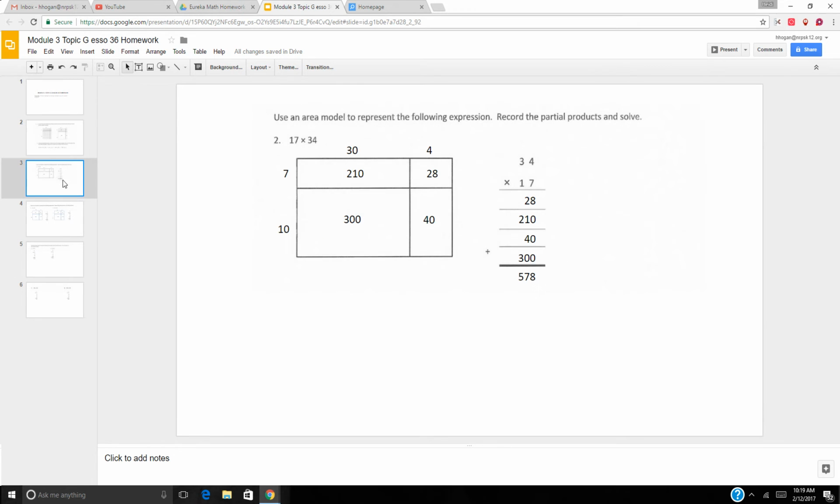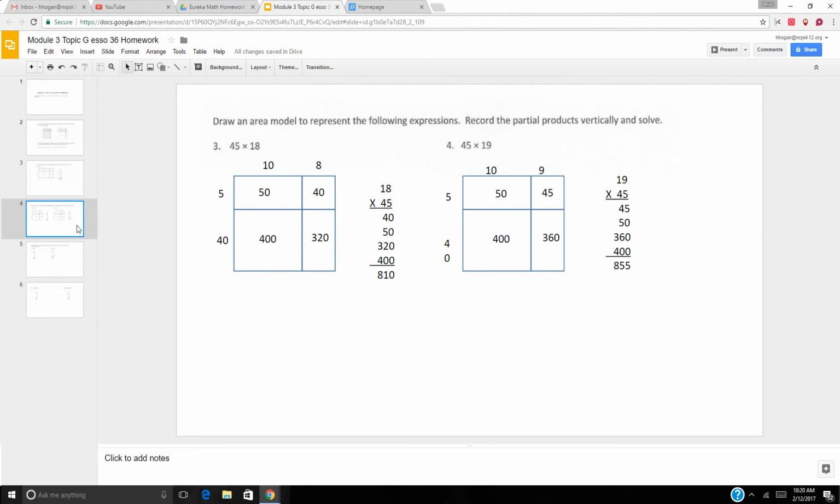Okay. So 17 times 34. 17 is 10 and 7, times 34. So 7 times 30: 7 times 3 is 21, so 210. 10 times 30 is 300. 7 times 4 is 28, and 10 times 4 is 40. It's the same thing over here: 7 times 4 is 28, 7 times 30 is 210, 10 times 4 is 40, 10 times 30 is 300. And then when you add them all up, you get 578.